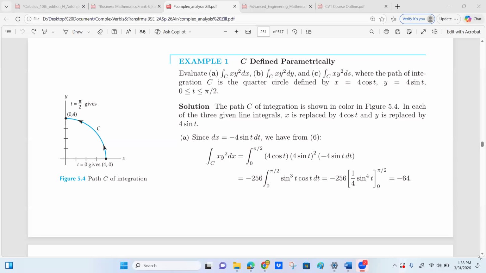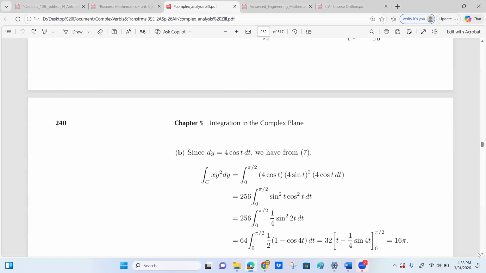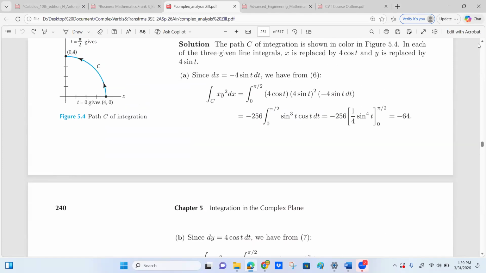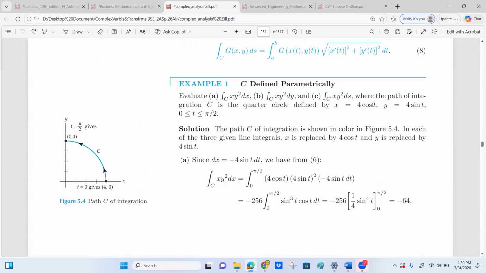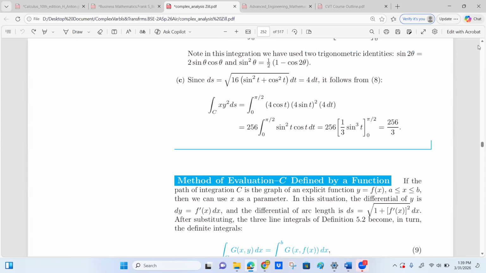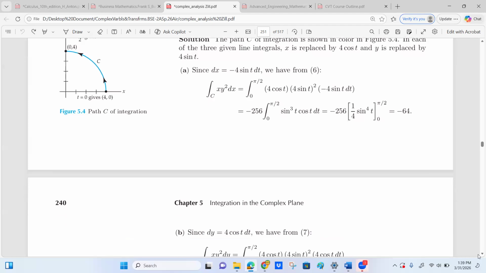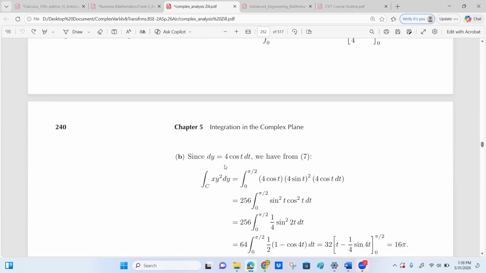Okay students, this is the second part, part b. The x value and y value we have already been given in the question statement: x is equal to 4 cos t and y is equal to 4 sin t. So obviously dx is equal to minus 4 sin t dt and dy is equal to 4 cos t dt. Okay. So also you can notice in the b section that dy is equal to 4 cos t.